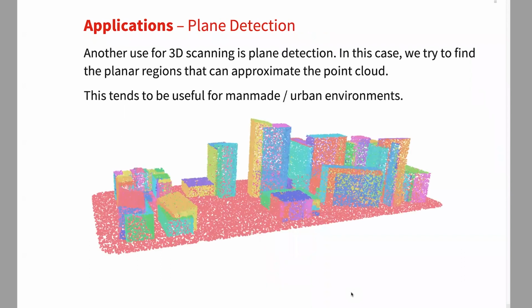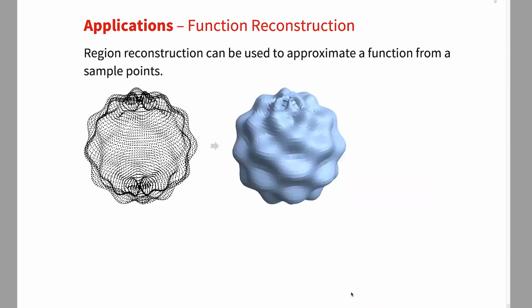Some other applications: there's plane detection, which is similar, but instead of trying to do a more general mesh, you just look for planes. This is good for urban environments or indoor man-made interiors. There's also function reconstruction, where if you just want to reconstruct a function from a bunch of point samples, you can do that as well. There are more, but that's all I'll cover for now. So right now we're going to go into techniques.